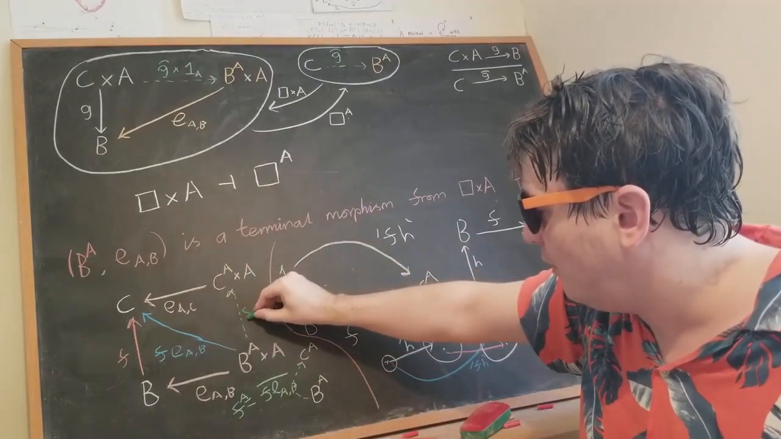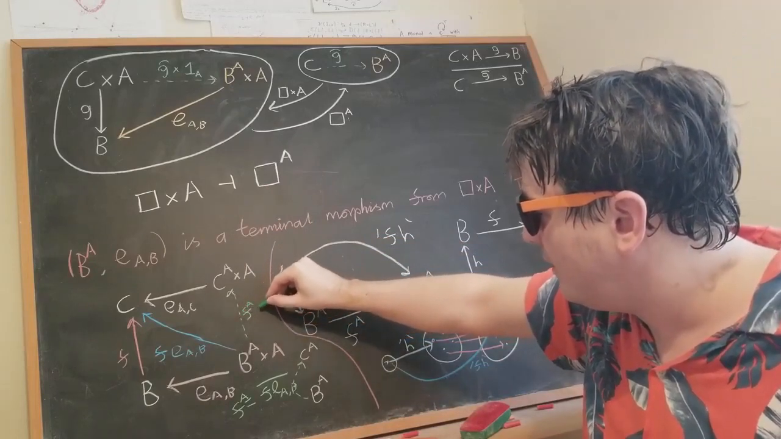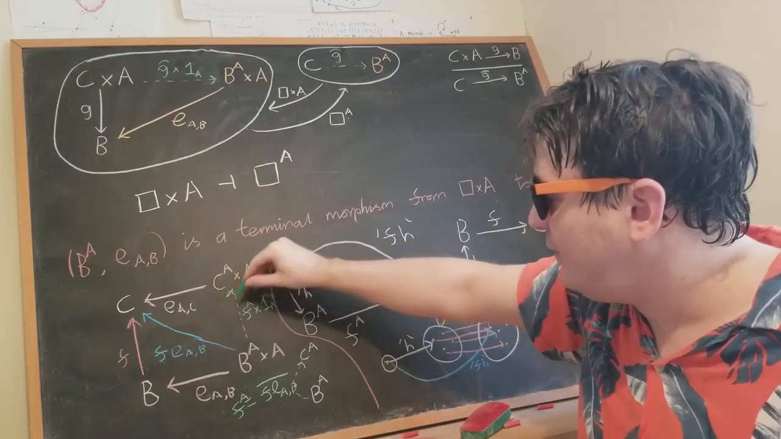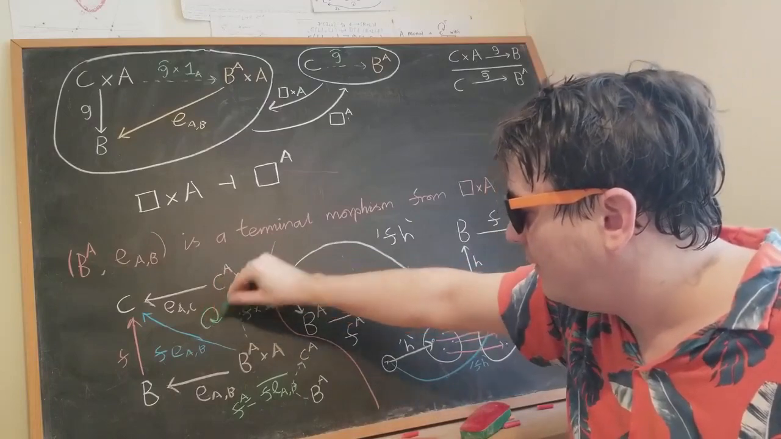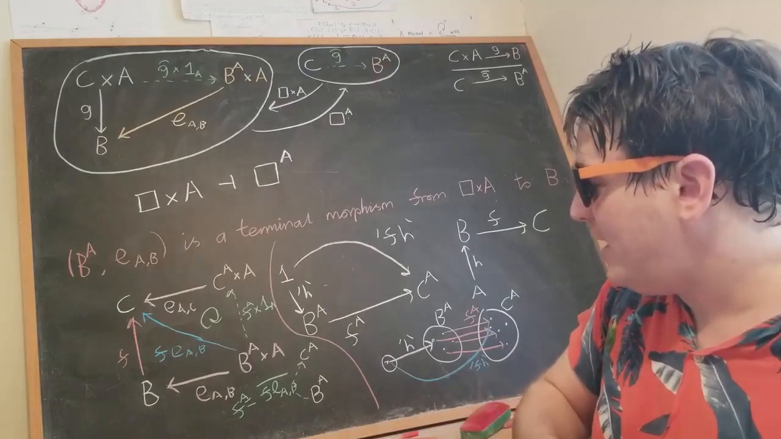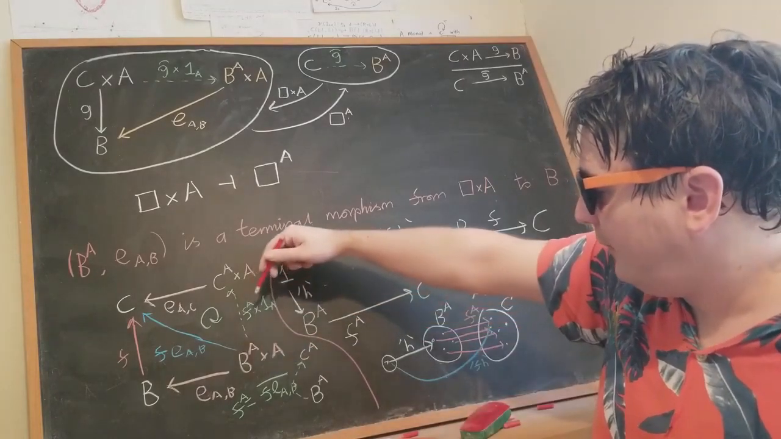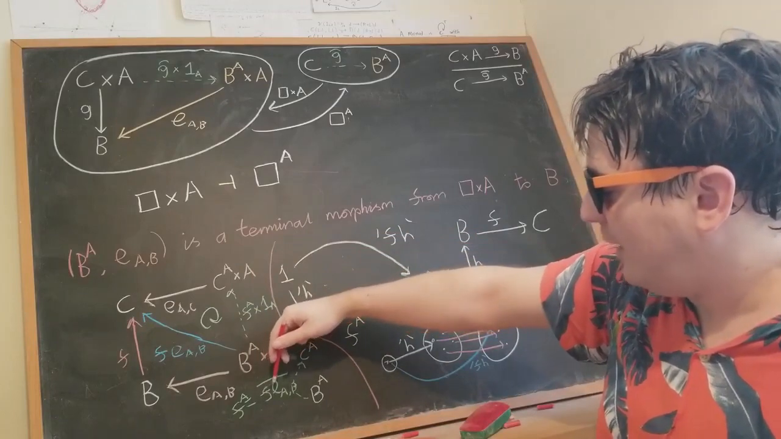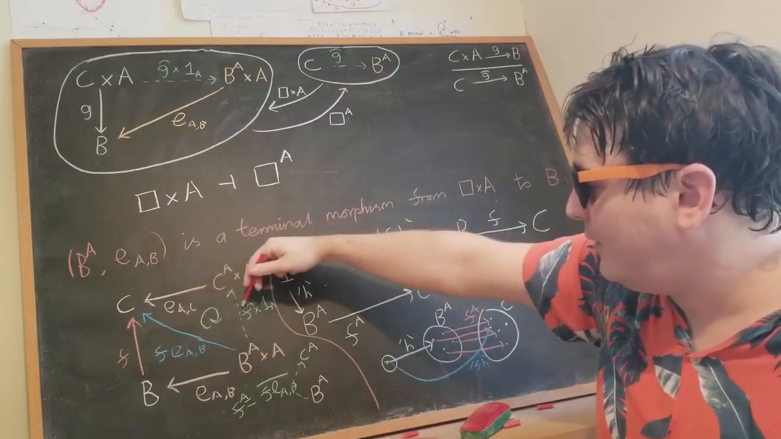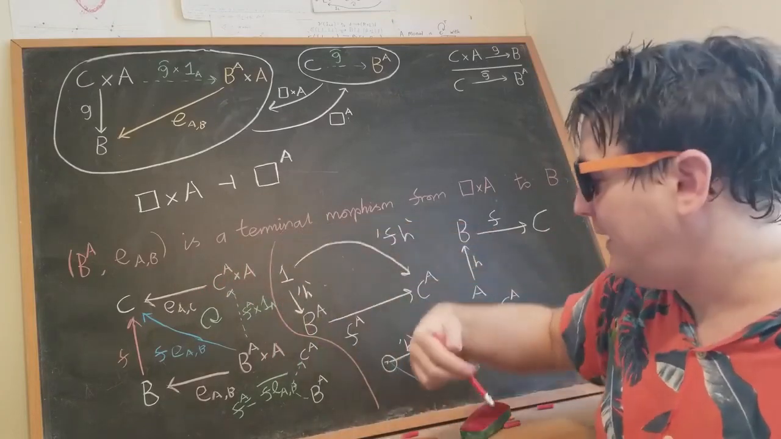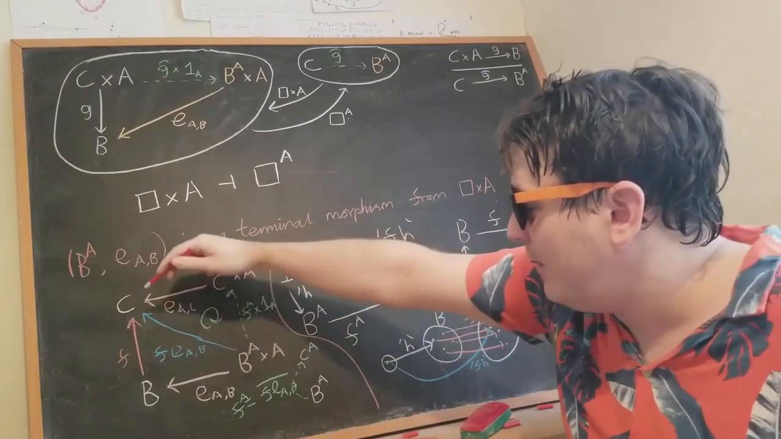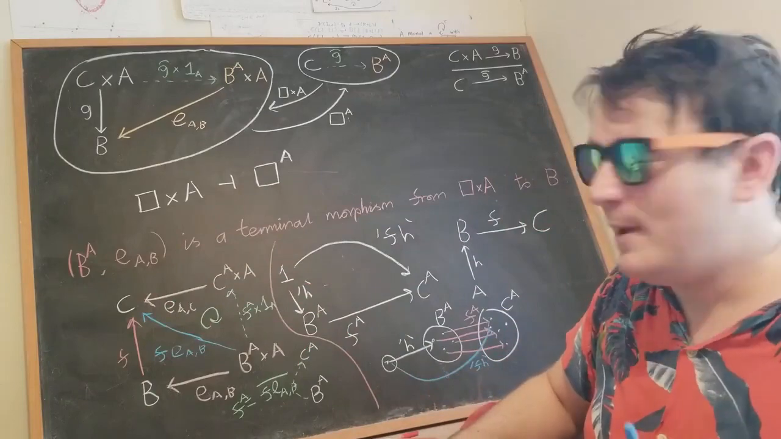So this then we can call F to the power of A times 1A. And that's the unique arrow which makes this triangle commute. And of course it is, because this arrow here is the transpose of F after EAB. And so if we do evaluation after this thing times 1, what's that going to give us? Well, it's going to give us F after EAB, which is this blue arrow here. Okay, so this all makes sense.